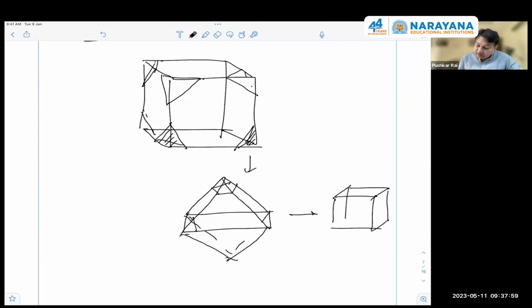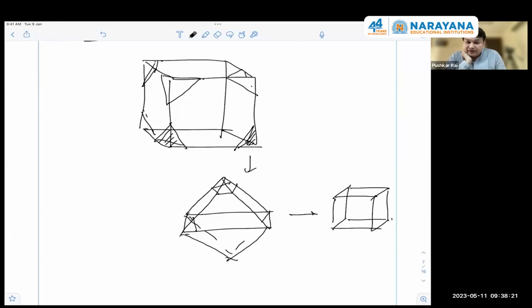So I thought that you must know cube and octahedron are the basis of the whole solid state. And mathematically speaking, they keep on alternating. You truncate a cube, you get an octahedron. You truncate an octahedron, you can get a cube. So this question is based on this fact.